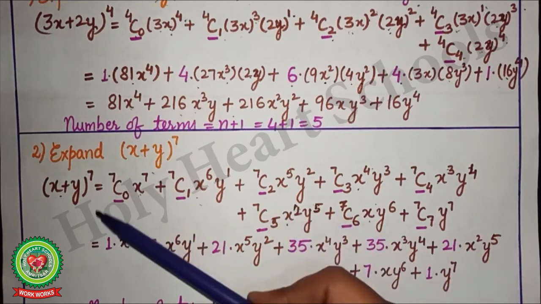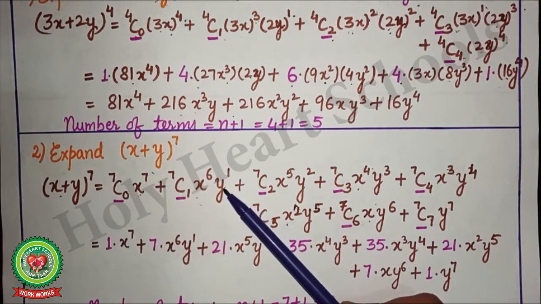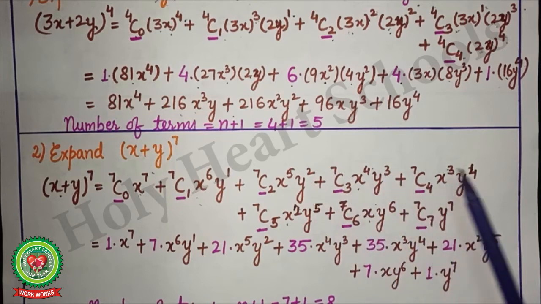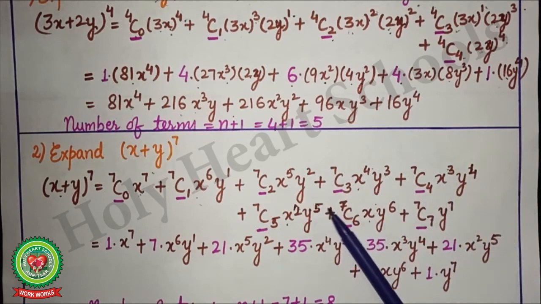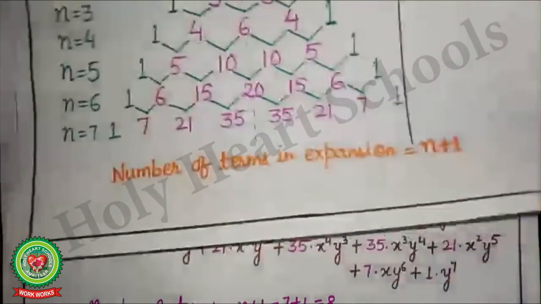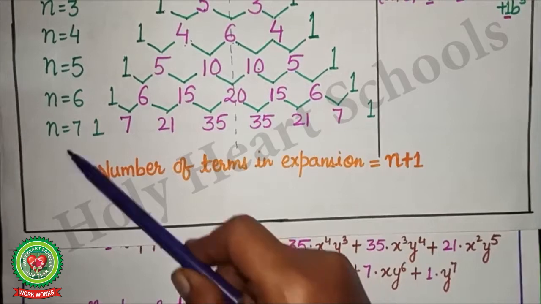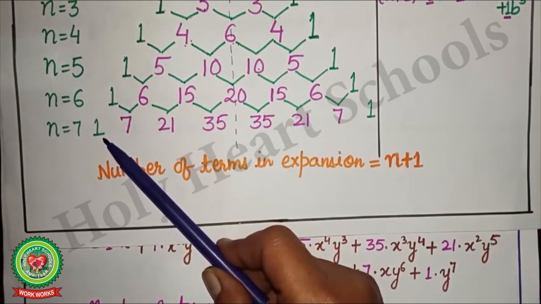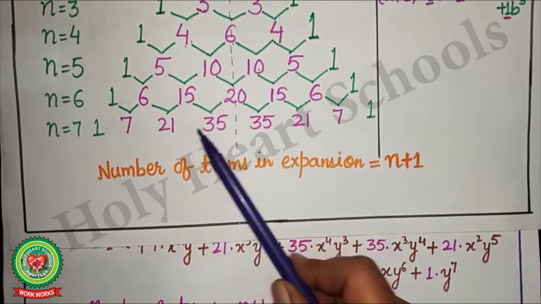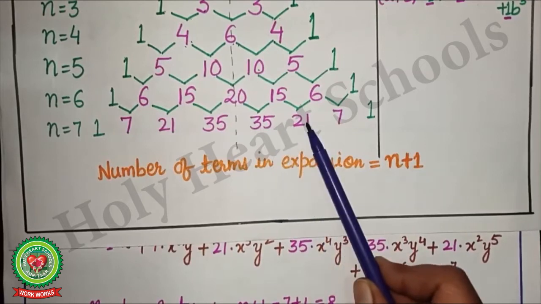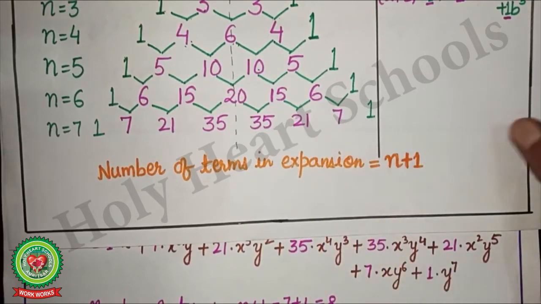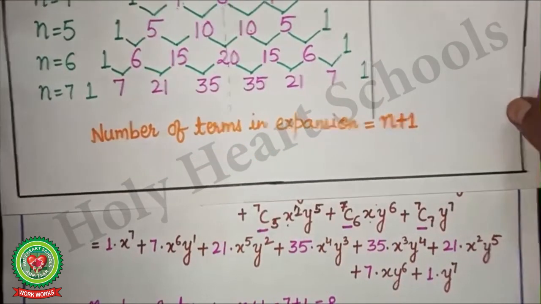Now y we will start from the second term. So y raised to power 1, 2, 3, y raised to power 4, y raised to power 5, y raised to power 6 and y raised to power 7. Now using the Pascal triangle, for n equal to 7, we have 1, 7, 21, 35, 35, 21, 7 and 1. Put these coefficients like this.